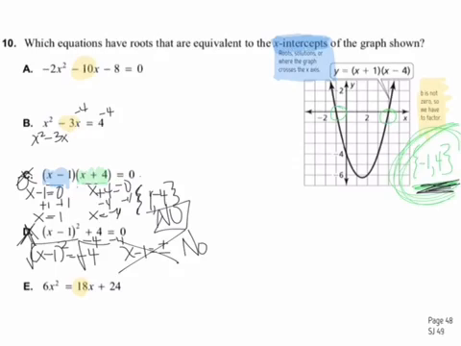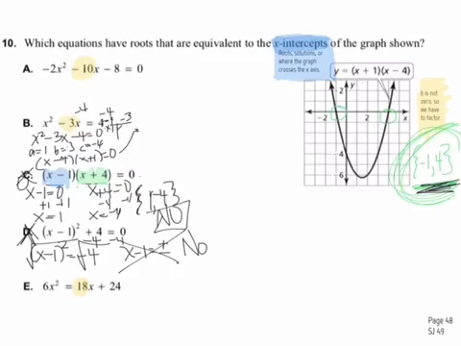X squared minus 3x minus 4 equals 0. A is 1, B is -3, C is -4. I need factors of A times C that will give me a sum of B. -4 times 1 is what works. So I'm going to put x minus 4 and x plus 1 equals 0.